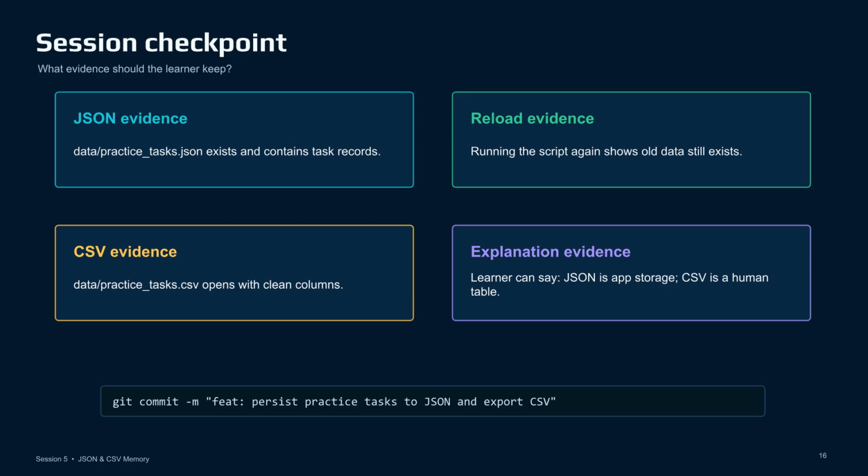You should also verify your CSV export has clean columns and be able to explain that JSON is for app storage while CSV is for human readability.